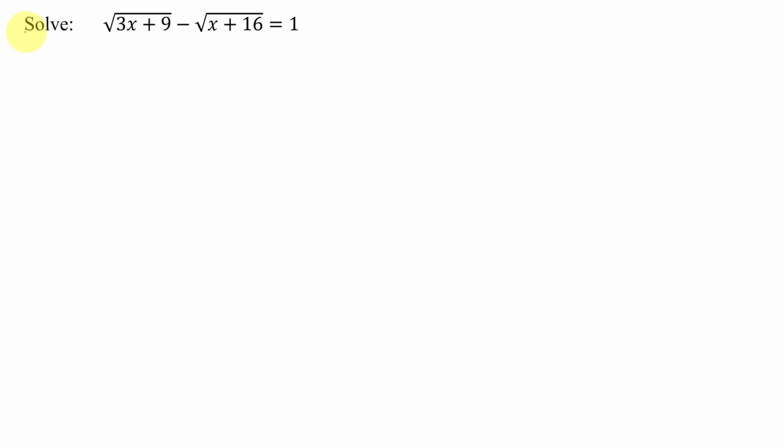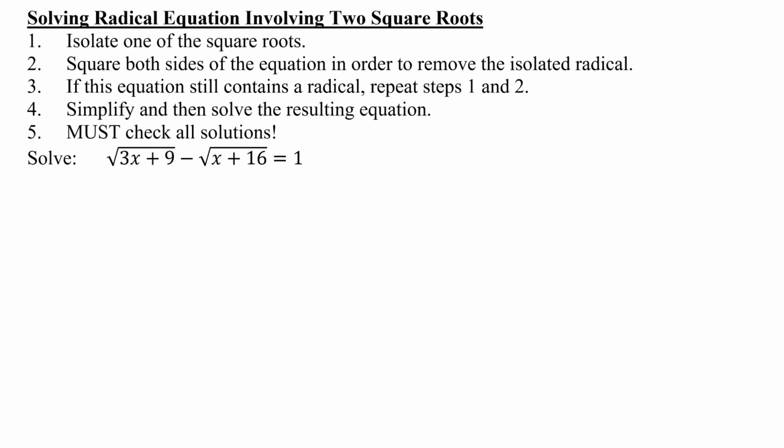In this example, I need to solve the equation the square root of the quantity 3x plus 9 minus the square root of the quantity x plus 16 equals 1. Well, what type of equation is this? Notice I have 2 square roots. So this is a radical equation involving 2 square roots, and here are the steps for solving this type of equation.